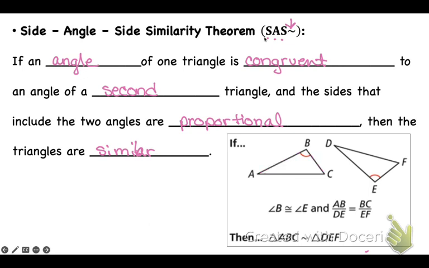All of these statements work the other way also. If they're similar, this is what happens. Got it? Okay, so those are our definitions we're going to use to do our examples on the next page.